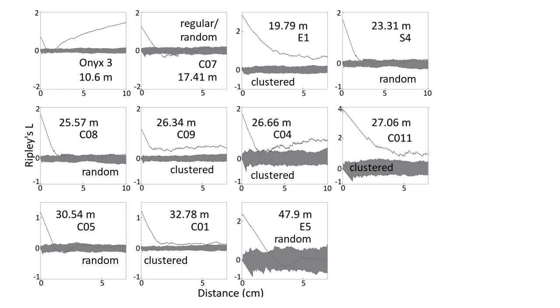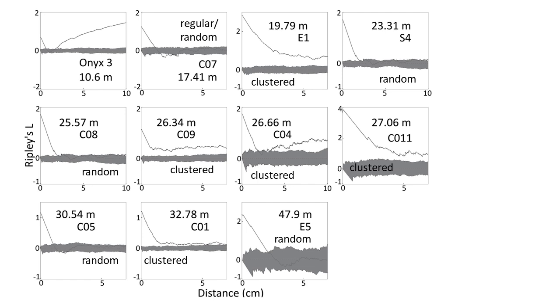And if the measured values taken from the microbial mats are above the envelope, then the pinnacles are clustered. If they're within the envelope, the pinnacles are randomly spaced. And if they are below it, then they are regularly spaced relative to each other.